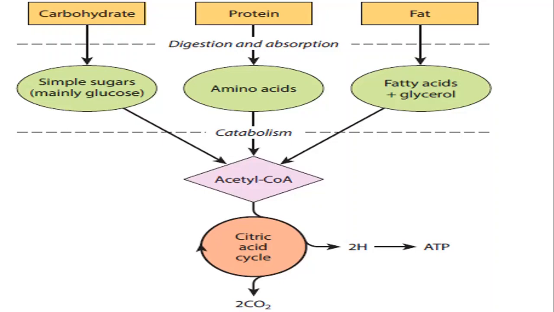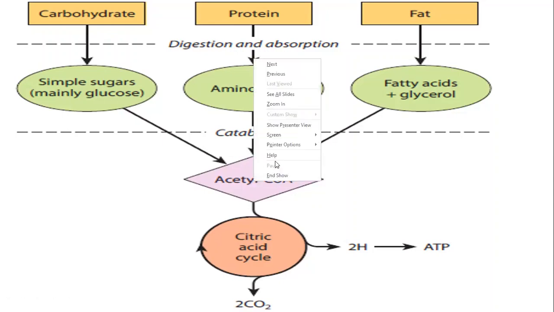So the Krebs cycle connects carbohydrate, protein, and fat metabolism with the energy production process, which is the electron transport chain. So it basically acts as a bridge between the metabolism of all these food ingredients, such as carbohydrate, protein, and fat, and the process of energy generation, which is the electron transport chain.